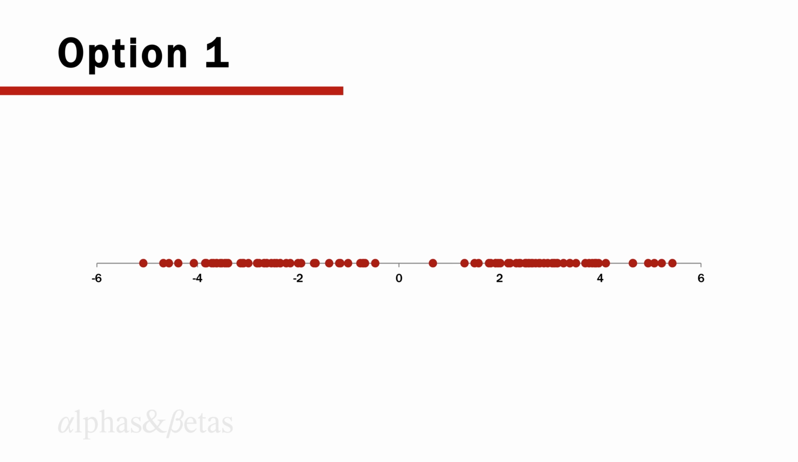Let's plot the data on a number line. You can see there are a lot of positive values and a lot of negative values, whereas it's quite unlikely you could tell from just looking at a bunch of numbers.